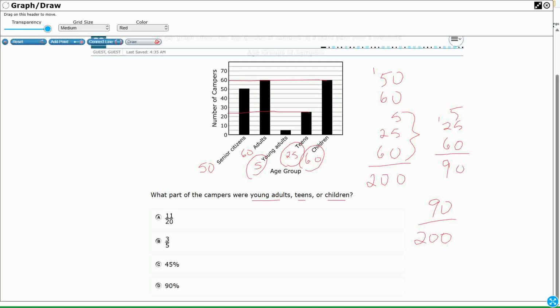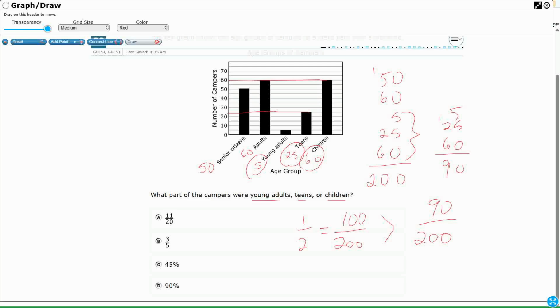Now, let's use a little bit of reasoning here before we get to the actual simplifying of fractions or turning into percents, because we can actually solve this, or at least get really close to solving this, by just eliminating some answers that don't make sense. So let's think about half. What would half be? Half of 200 is 100. We're close to half, but it's less than half.